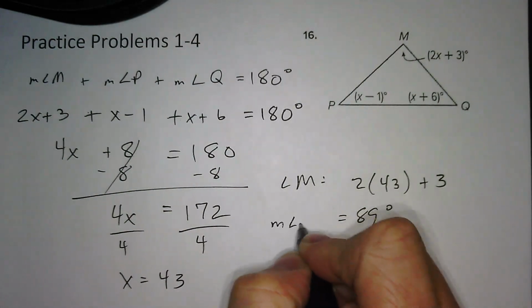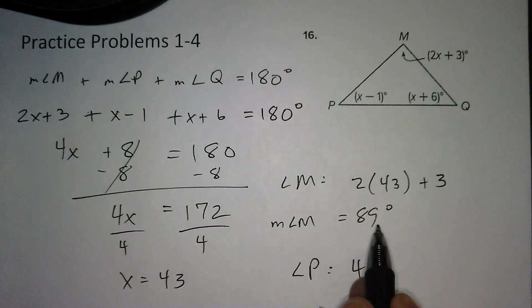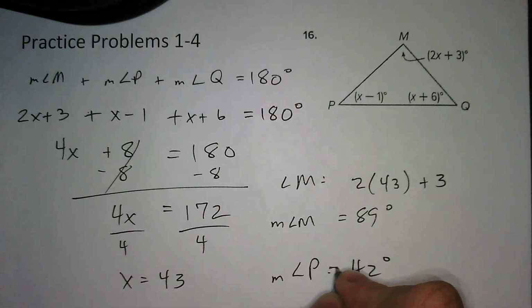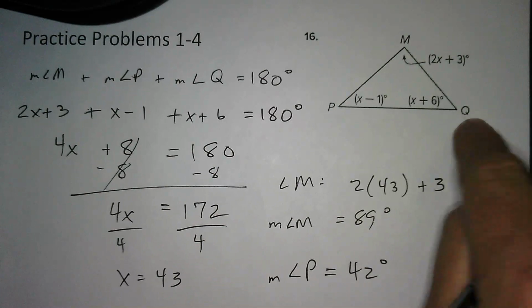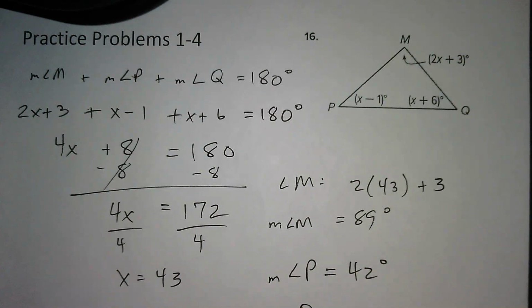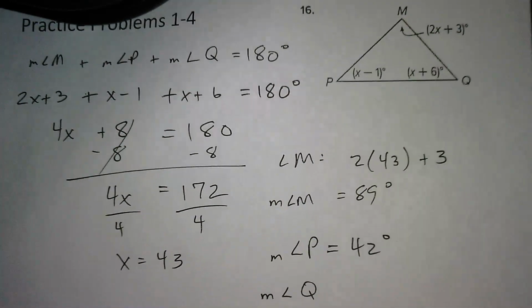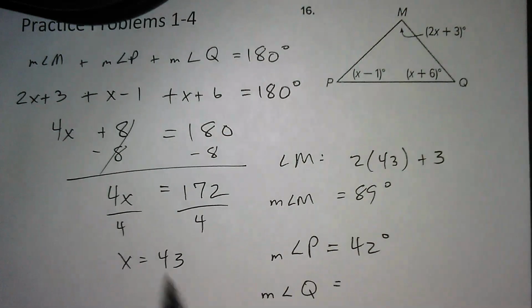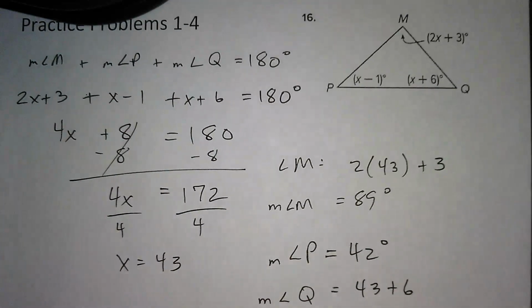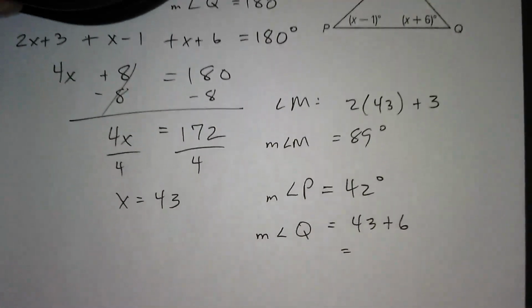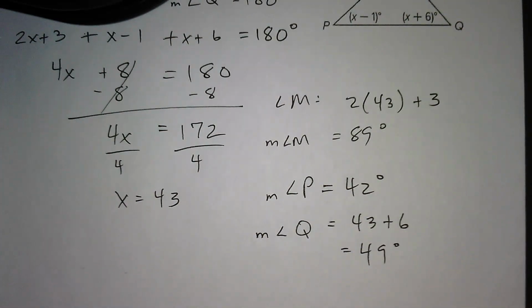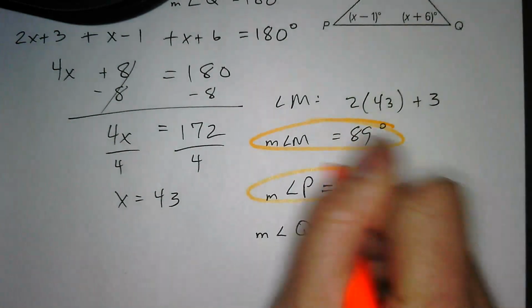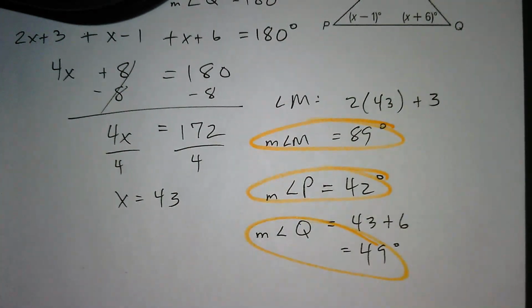Really, if I'm going to use my good notation, I should probably do that. The measure of angle M is 89 degrees. The measure of angle P is 42 degrees. Here's my measure of angle Q. This is the notation we use when we're going to give a value of an angle. So I got my little m, my angle symbol, my Q. This one is 43 plus 6, and that's going to be 49. So now I have all three angle values: 89, 42, and 49 degrees.